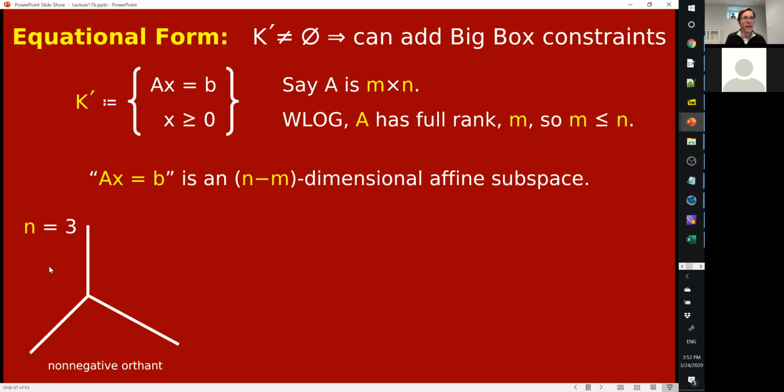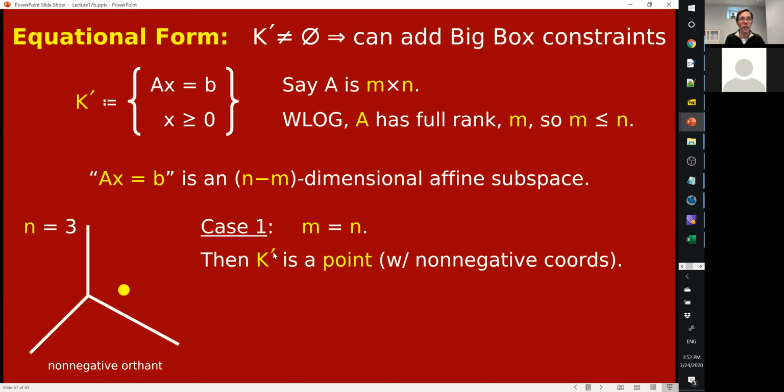I'm going to try to draw a picture when n is 3. In K prime, you have this non-negativity constraint, so all your solutions should be lying in this non-negative orthant. You're supposed to imagine that you're looking at the origin, and the non-negative orthant is close to your face. What the picture looks like depends on what m is, the number of equations involved in K prime. So let's imagine case 1, that m equals n. You have n equations and n unknowns, and they're linearly independent. In that case, K prime is just a point.